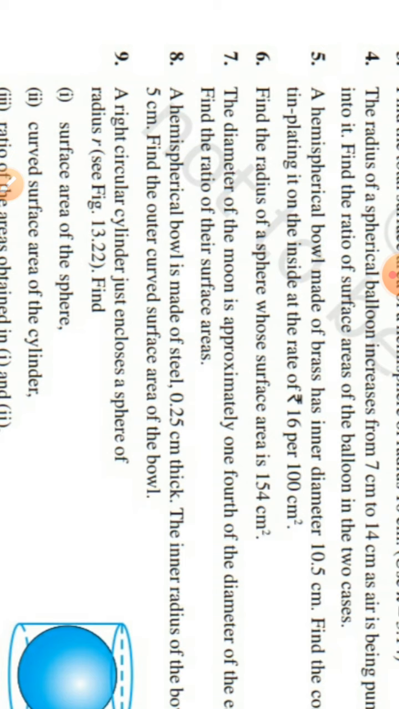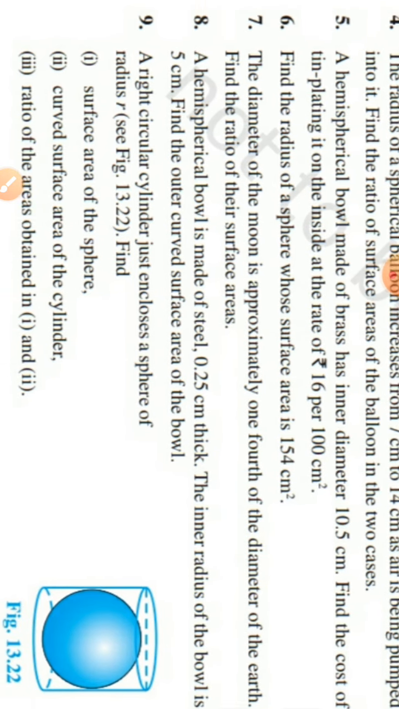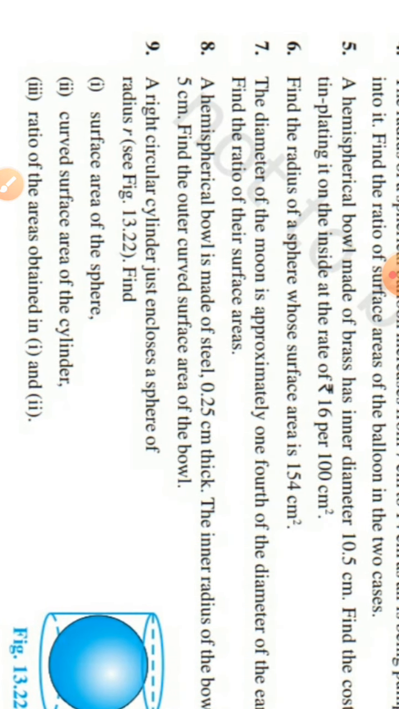Now that is different from question number 5. Look at question number 5 also. At that time they wanted to do tin plating on the inside of the bowl, now outside of the bowl, but one problem is there. They have not given the outer radius. Outer radius is not given. Instead, inner radius is given. So the inner radius of the bowl is 5 centimeter, so we have to add 5 and 0.25.